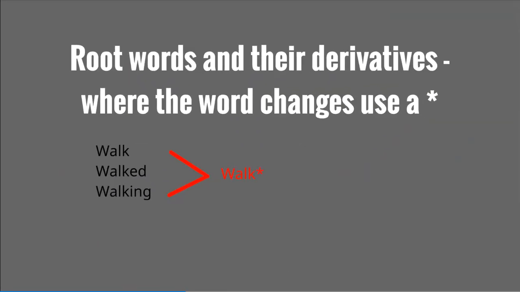The next one is root words and their derivatives. So if you have one word that you want to include, to look for the ing, the ed, so walk, walked, walking, walks, you would put a star there where the word changes, in this case walk with a star, and then it will look for all of those words together.